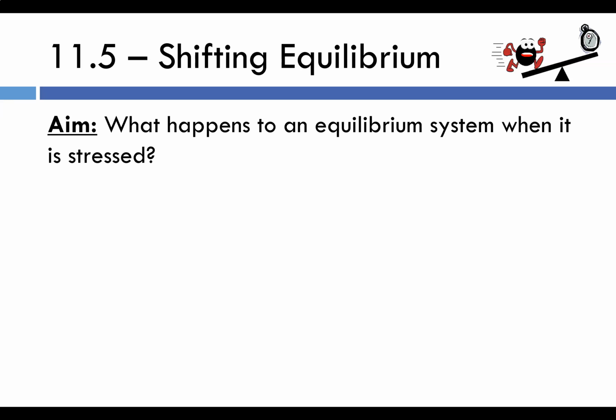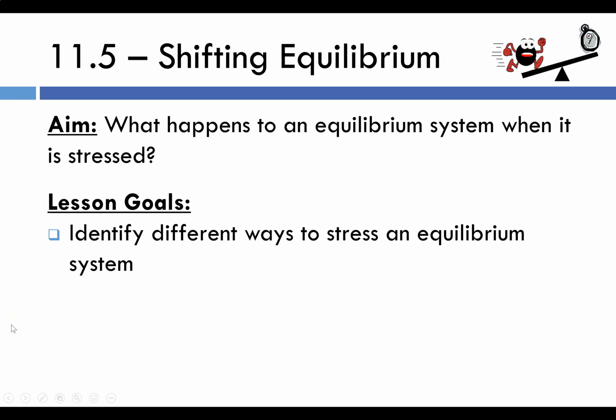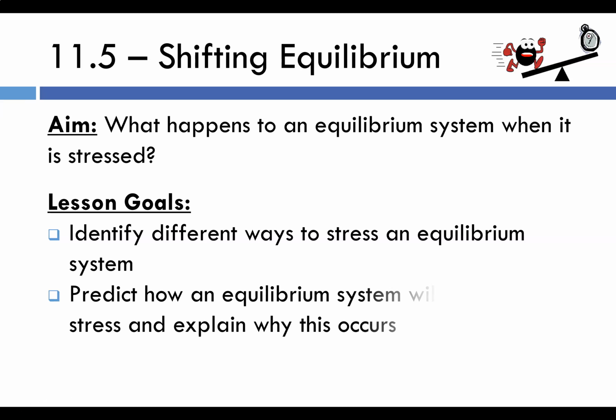In today's lesson, we're going to talk about what happens to an equilibrium system when we stress it. Goals for today's lesson: you should be able to identify the different ways to stress a system that's at equilibrium. And the big one today is predicting how that equilibrium system is going to respond to the stress and explain why this occurs. This is a super important lesson in this unit, so really make sure you're paying full attention as we go through this information.